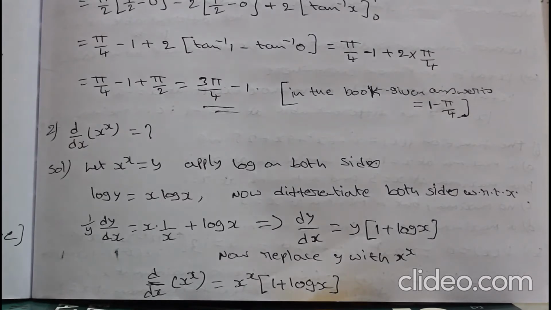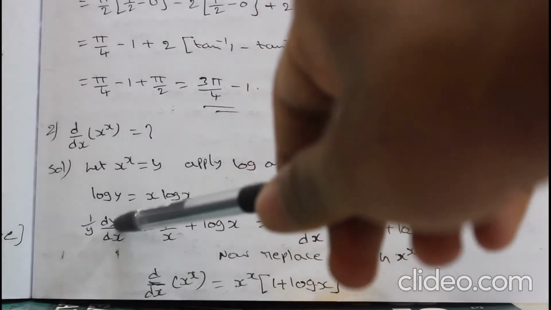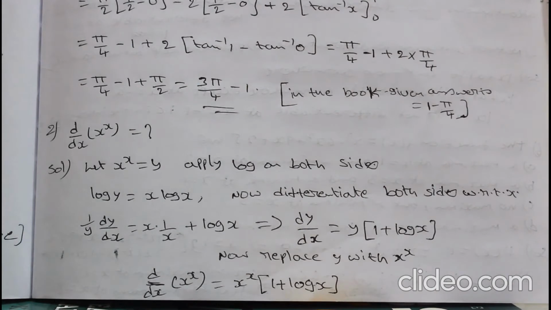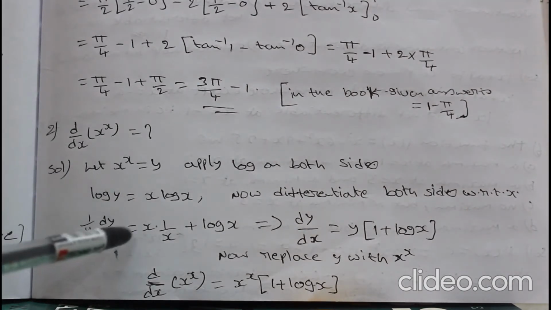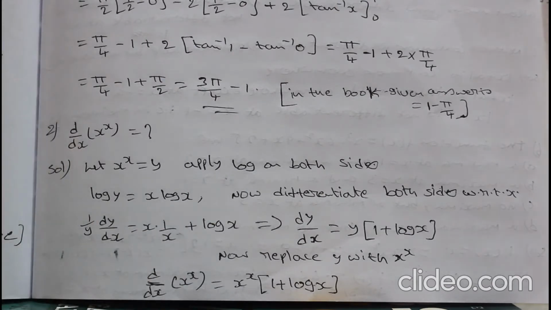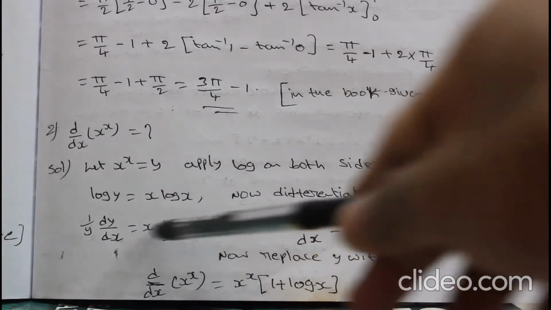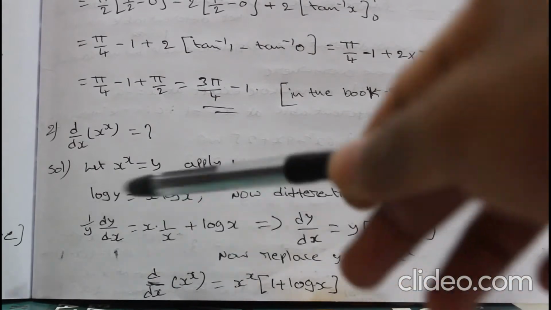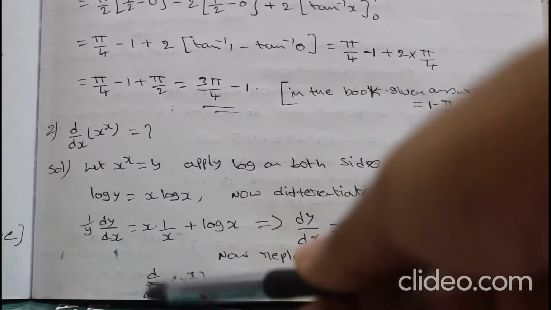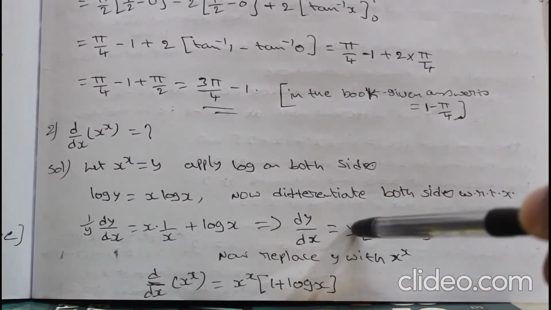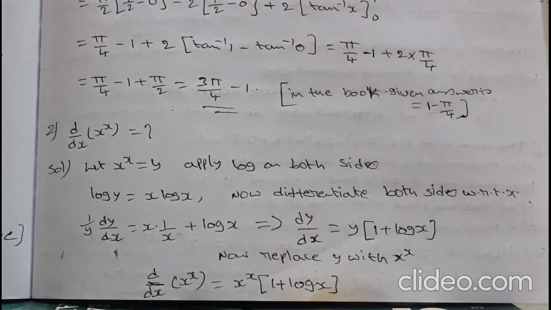For this, first let us take x power x is equal to y, and apply log on both sides. So log y is equal to x log x. Now differentiate both sides with respect to x. So that will be 1 by y dy by dx is equal to x into 1 by x plus log x. So dy by dx is equal to, taking y to this side and x getting cancelled, y into 1 plus log x. Now replace y with x power x, so d by dx of x power x is equal to x power x into 1 plus log x. That is a simple solution.